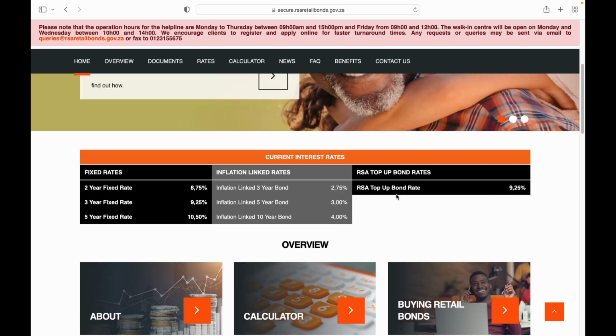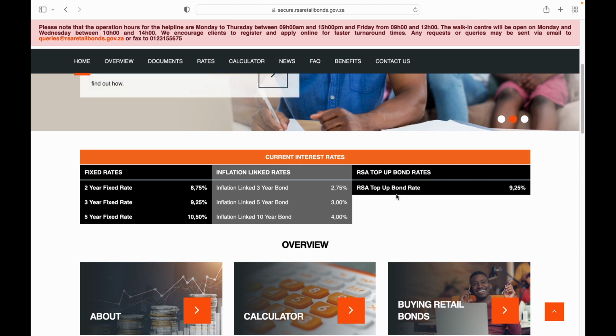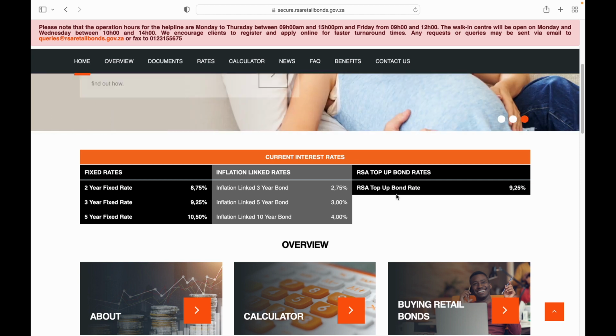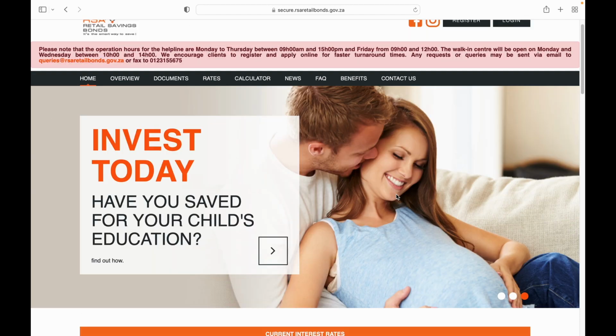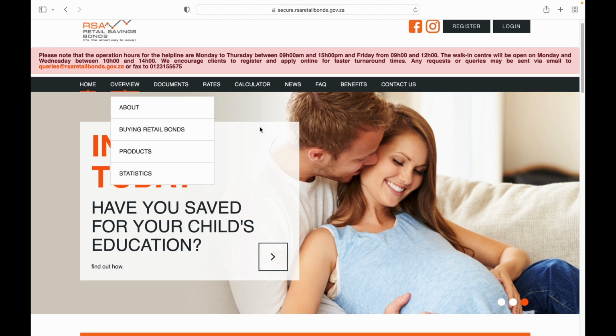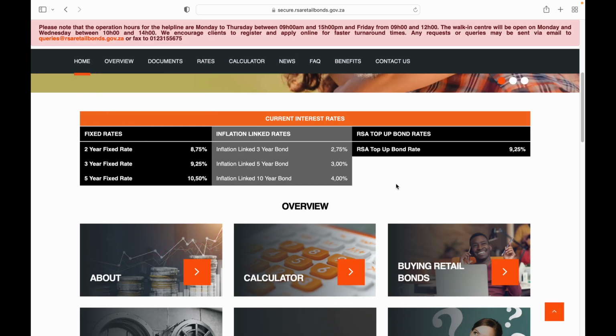Remember, in South Africa, July is national savings month, and fortunately the interest rate for July was increased to about 10.5%. But you can see from the website of the RSA Retail Savings Bonds that they've got different kinds of interest rates that they offer. They've got a fixed interest, and then they've got inflation-linked interest. So whenever you want to buy bonds, you can think of inflation. Inflation is always going to be there. The inflation can go up or down, and if the inflation goes up, you want to ensure that your invested capital grows in line with inflation.